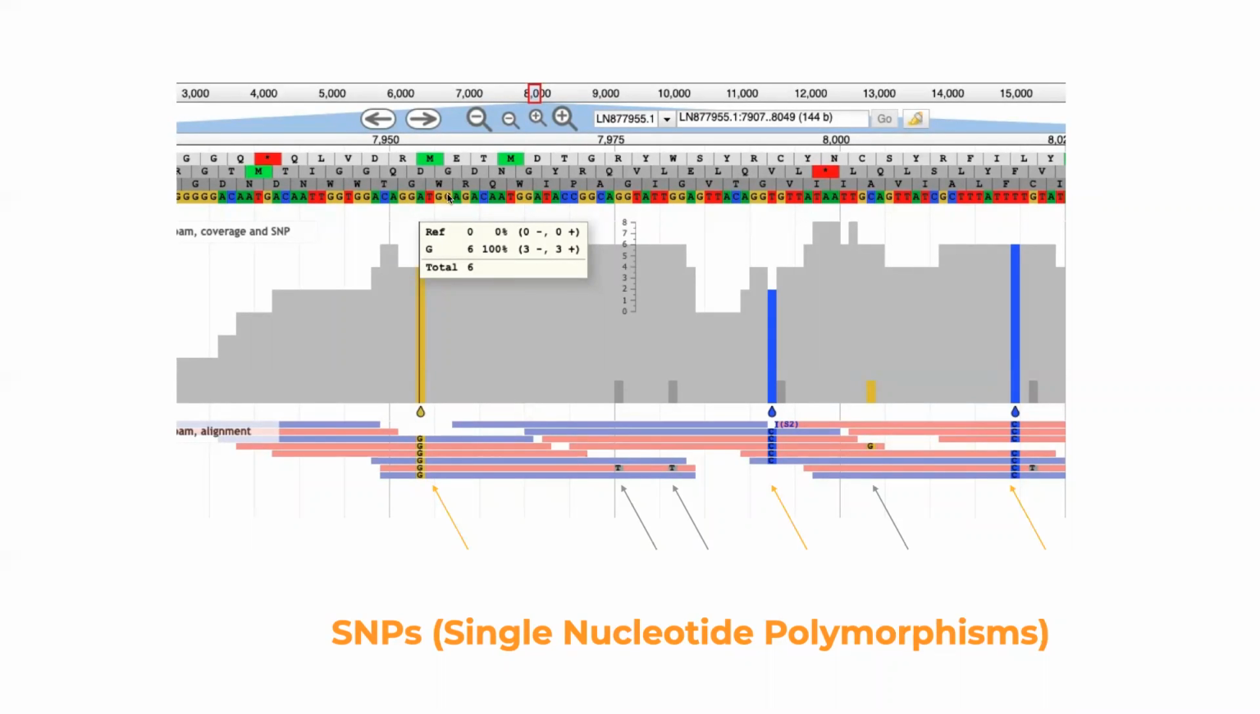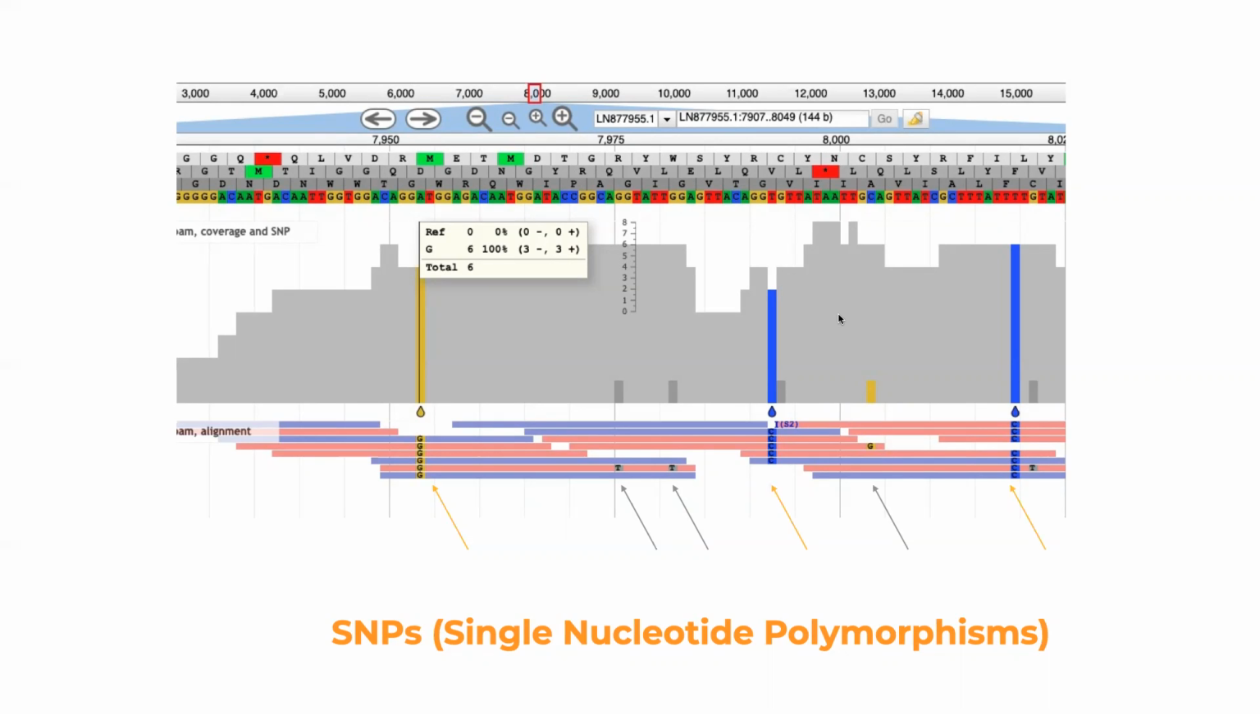And so you can see how the read sequences change in specific positions, and we call those single nucleotide polymorphisms, SNPs, or single nucleotide variations. And we discussed those having different types. So here, for example, you can see a G instead of an A. Here you have a C instead of a T, etc.